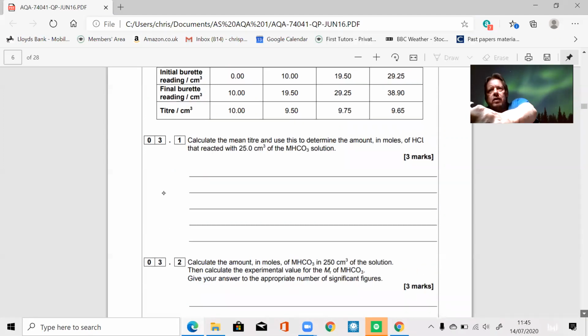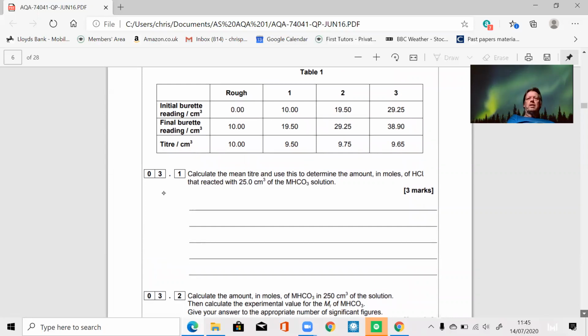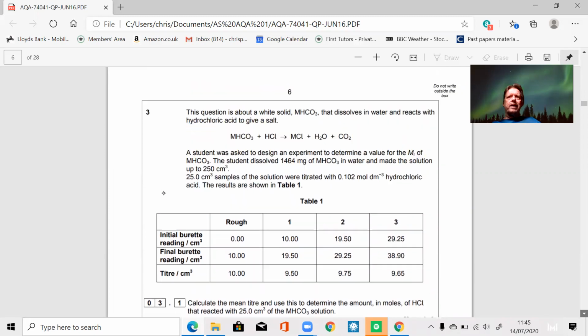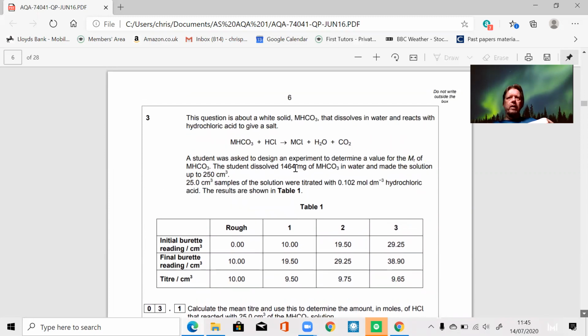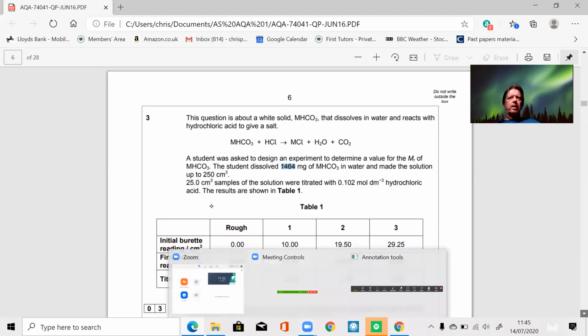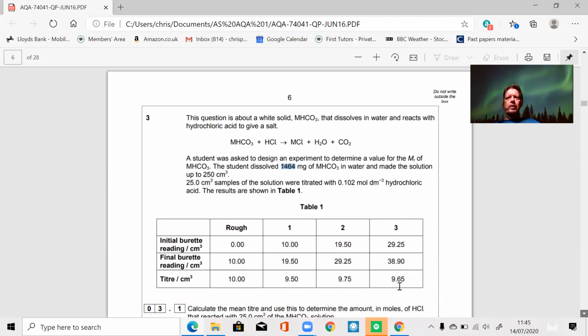Because if you look at the question, everything else is in 3 significant figures. So it would be a bit silly. There's something in 4 significant figures, but that's the only thing that's in 4 significant figures. So there's no point in putting the answer in 4 significant figures. Because most importantly, the titers are not. And remember when I said, don't write 9.7, write 9.70. That keeps in mind that you are dealing with 3 significant figures.